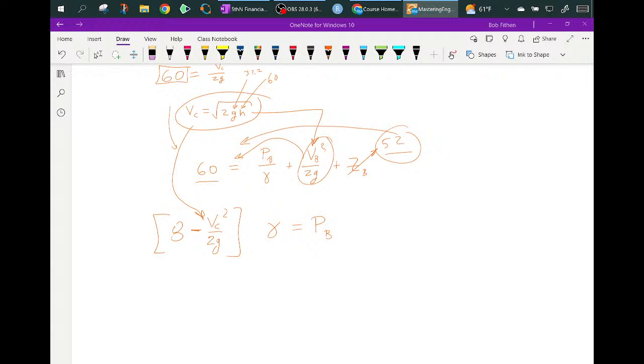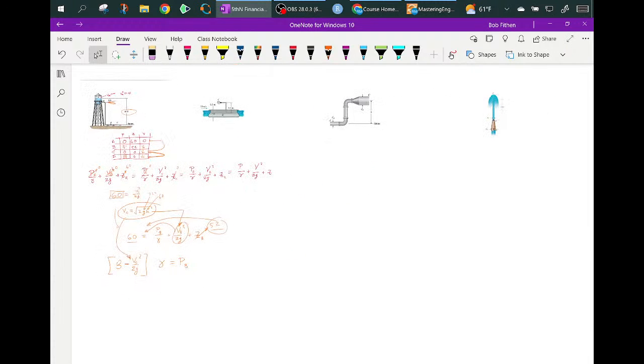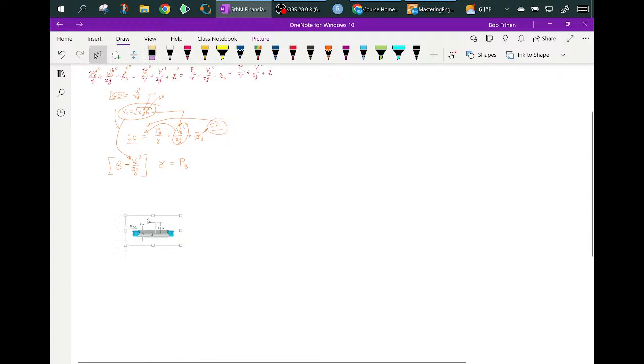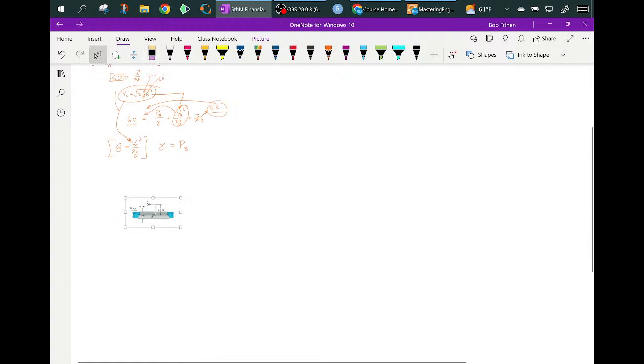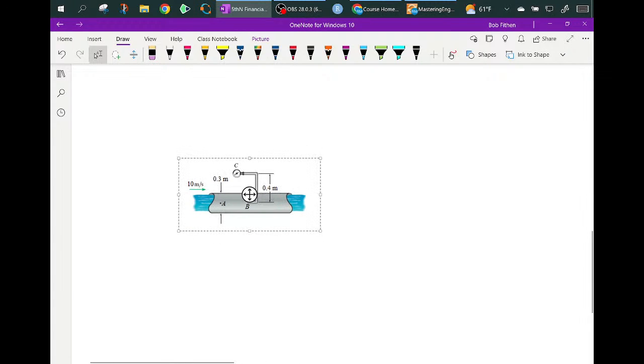Okay. So that took up too much space, so let's take this problem and move it down here. And then we'll take these others and move them. So I'll just work vertically down the page. So here we're looking at this one. Okay. Try to get that.